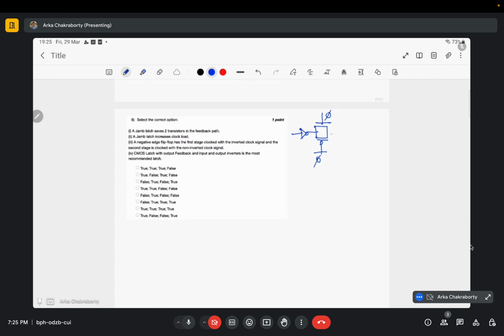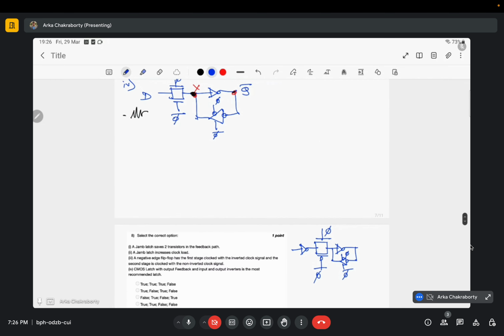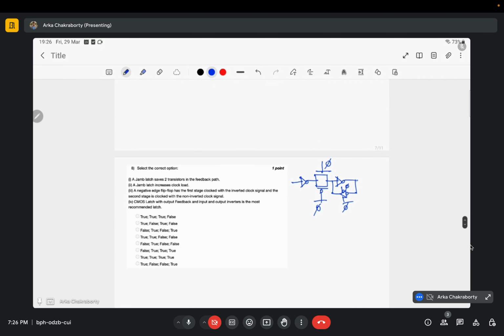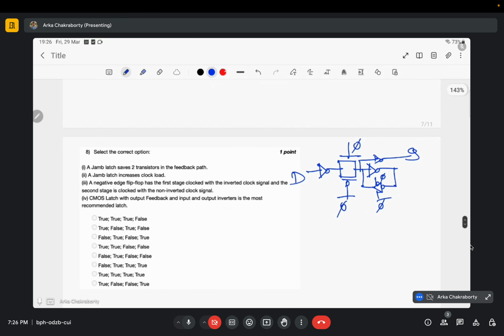Five bar, something like this. Okay, correct. Here it will be Q, here it will be T. Okay, now this is the tri-state inverter.